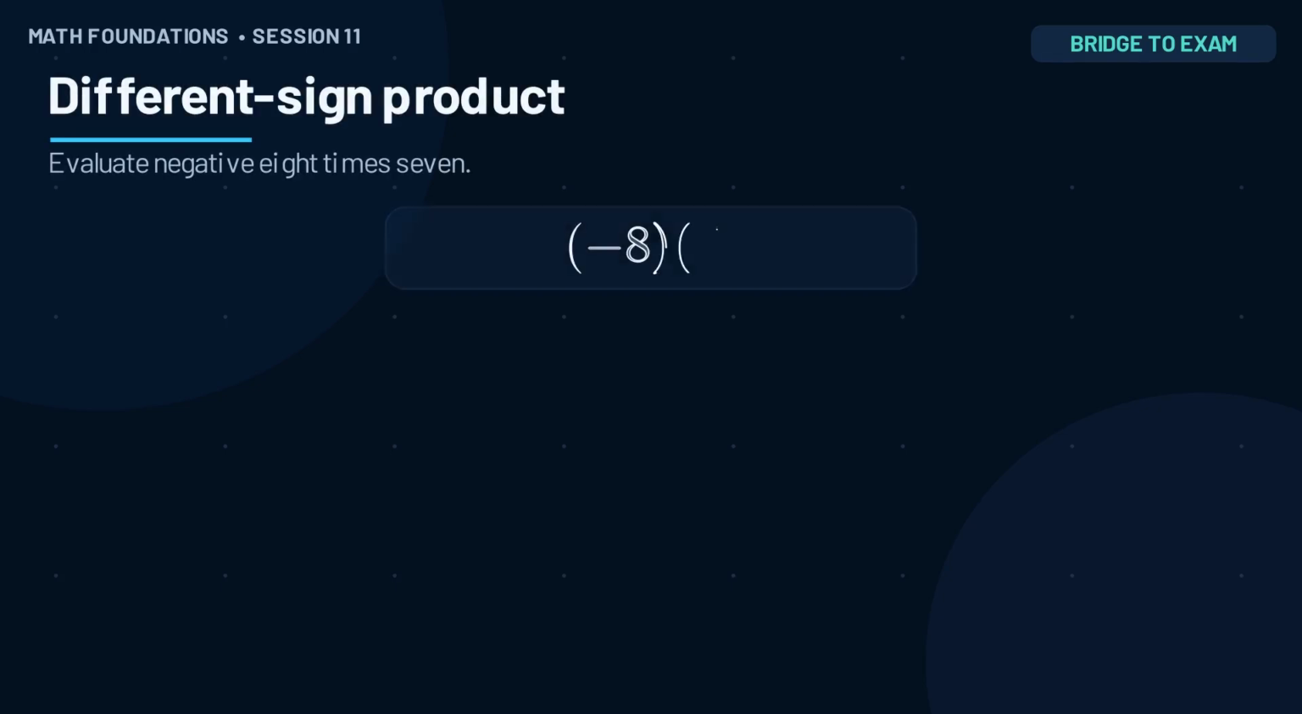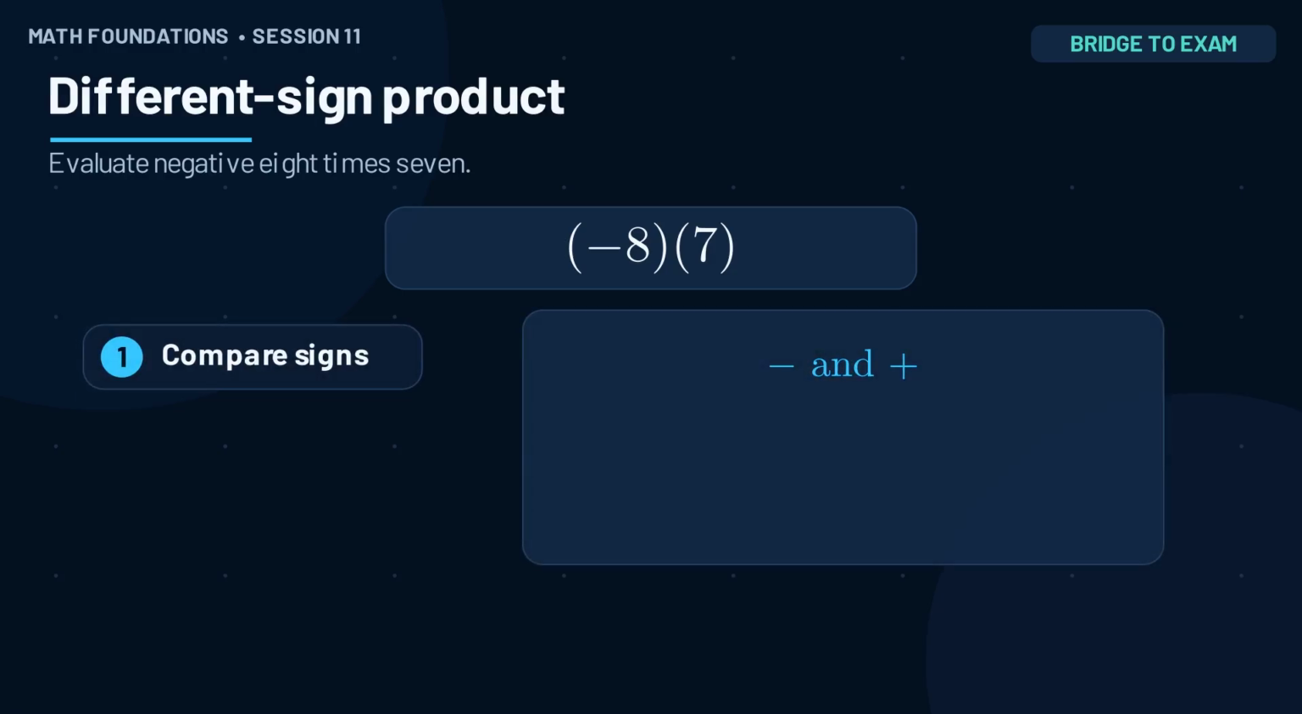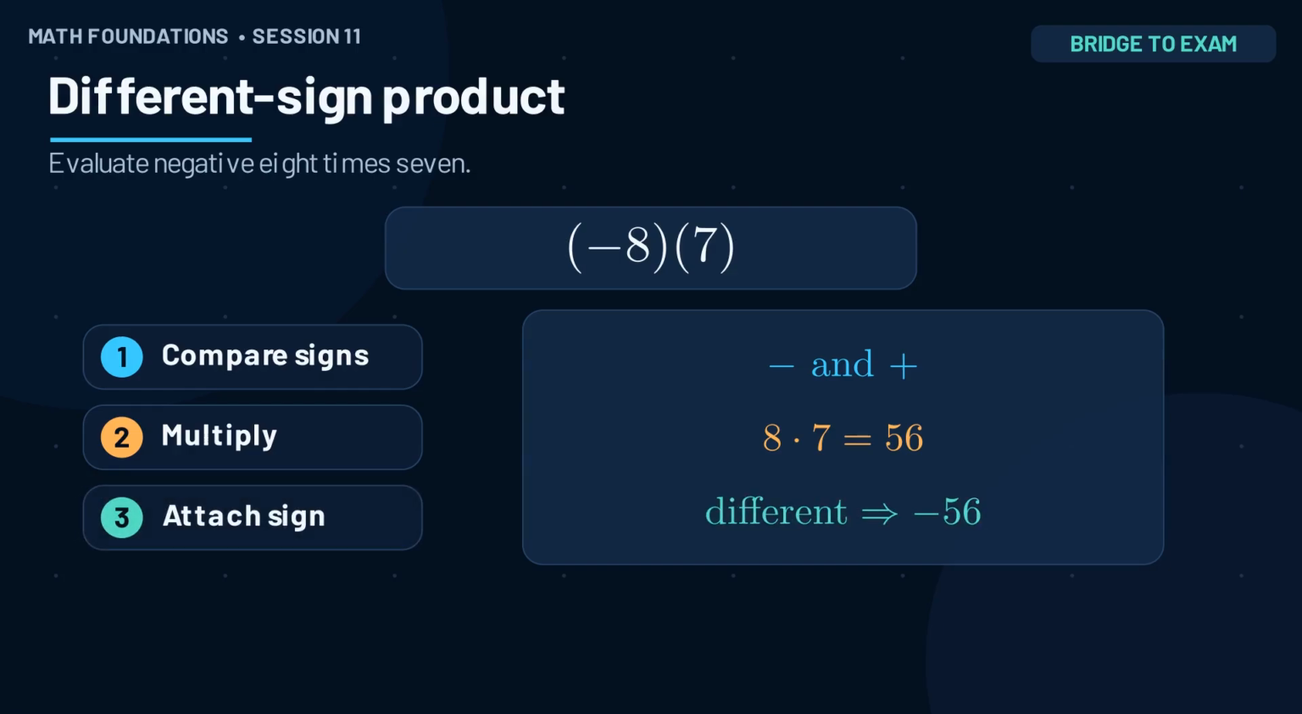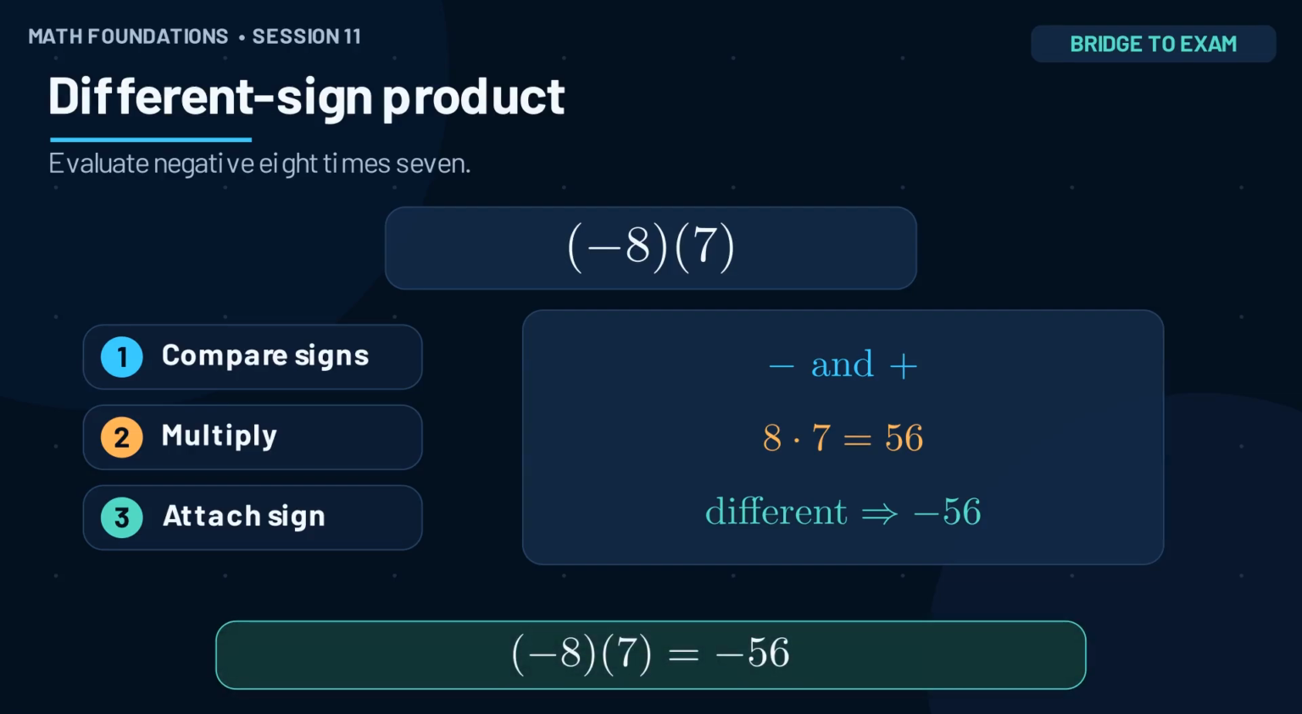Evaluate -8 times 7. Step 1. The factor signs differ, so predict a negative result. Step 2. Multiply the magnitudes. 8 times 7 equals 56. Step 3. Attach the predicted negative sign. Therefore, -8 times 7 equals -56. Check. The magnitude is close to 8 times 7, and the sign is negative as expected.